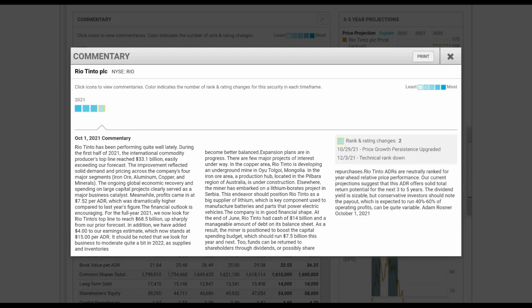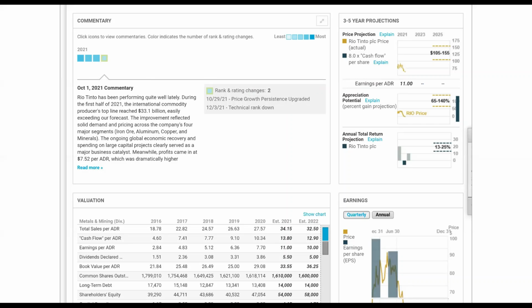And so it's saying they're neutrally ranked for the year ahead. They suggest this ADR offers solid total return for the next 3 to 5 years. Dividend size is great. Conservative investors should note the payout, which is expected to run 40 to 60% of the operating profits, which can be quite variable. Oh, there's the guy, Adam Rosner. Yeah, I haven't heard of him. And you can print that out, I suppose.